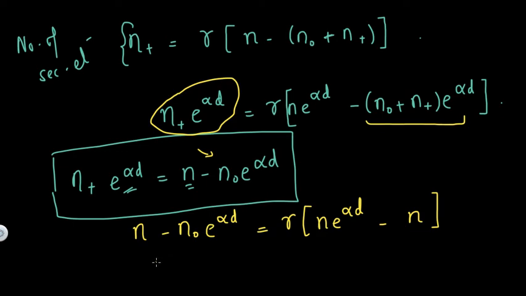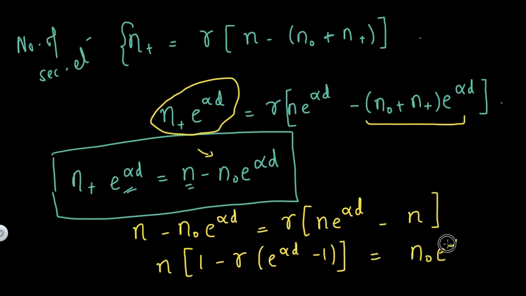Then if you further simplify this, what are you left with? You are left with N times 1 minus gamma times e to the power alpha d minus 1, and on the right hand side you are left with this term, correct? So you simply take this to the left hand side, so you are left with N times 1 minus gamma times e to the alpha d minus 1, and on the right hand side you have N0 e to the power alpha d.